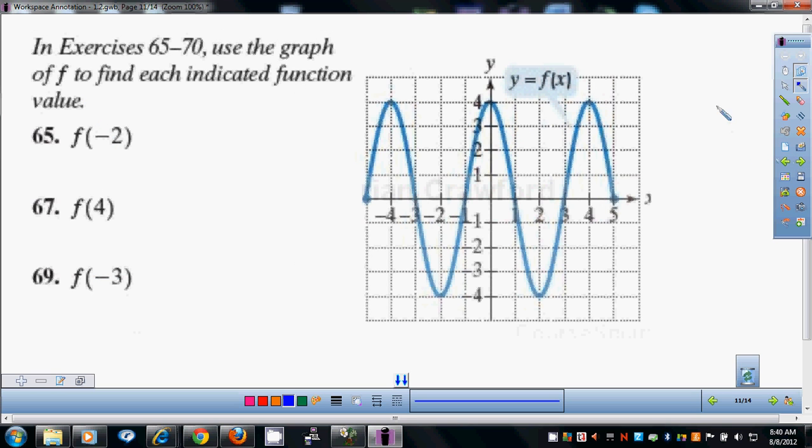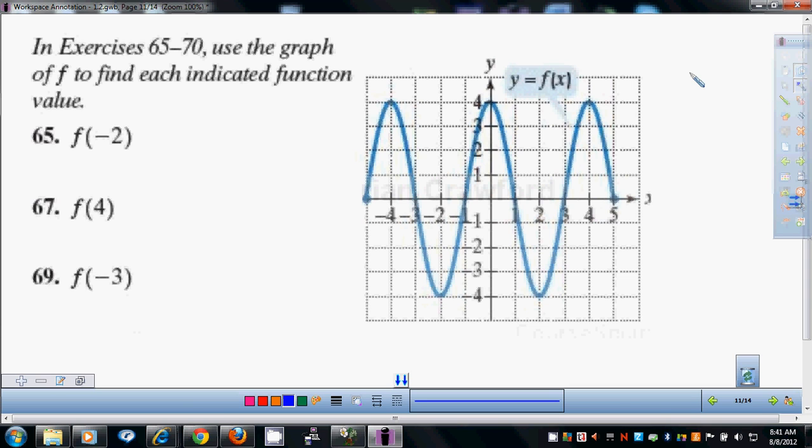Use the graph of f of x to find each function's indicated value. Kind of a lengthy section. Essentially what this says is, remember I said you're going to plug in x and get back y? You're going to plug in x, so where is x equal to -2? What's my y value if I move to the function at x equals -2? So 65 would be -4.